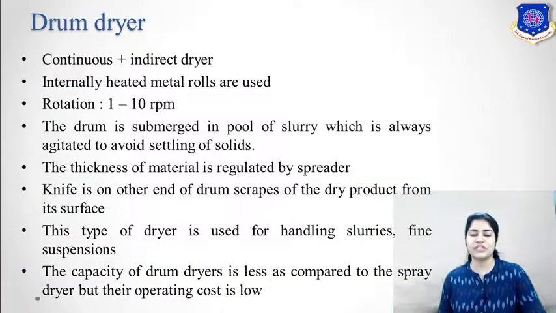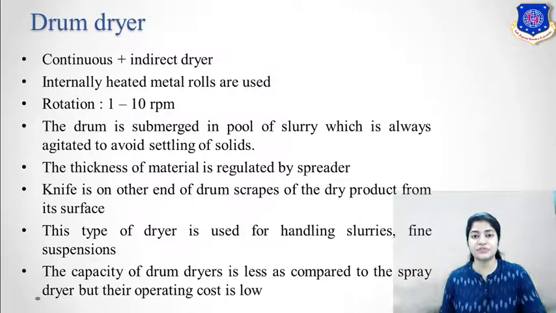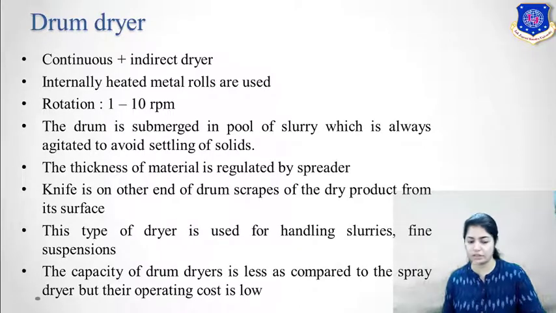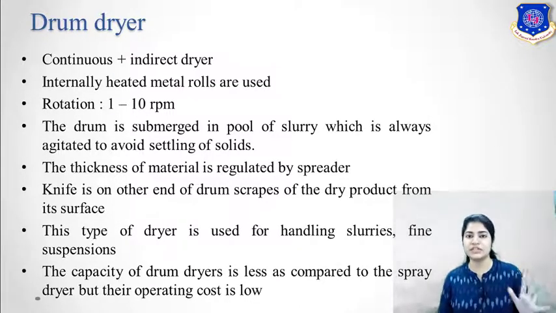So in the last lecture we started with various kinds of drying equipment. Carrying that forward, the next type of equipment which you will study is the drum dryer. This is also one kind of drying equipment used to carry out the drying of wet solid.